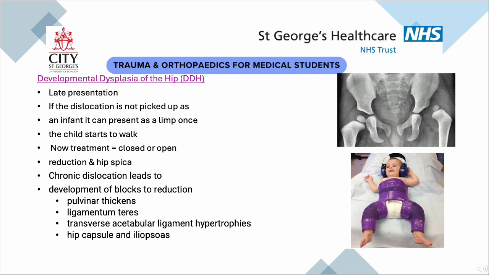Now, the treatment at this point, because it's later on, requires an operation, and we need to put the hip back into the socket. We can either do that just by what's called a closed reduction, where we don't have to open the hip joint, or an open reduction. And that's when we have to do a bigger operation where we remove the soft tissue blocks to the hip getting into the socket. There's usually 4 or 5 things that get in the way. There's something called pulvinar in the socket, the ligamentum teres, a transverse acetabular ligament, and the hip capsule and the psoas tendon. Once we've got that hip where it needs to sit, we put them in something called a hip spica, which is like a plaster cast that looks like a pair of trousers. And you can see this baby is wearing one here.